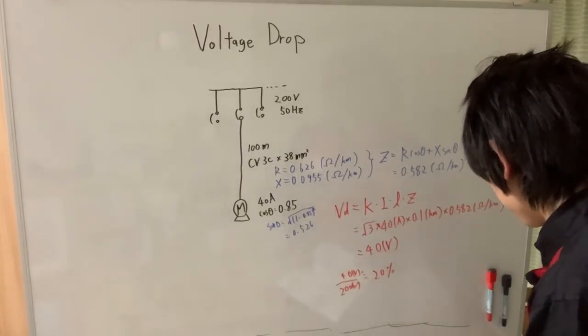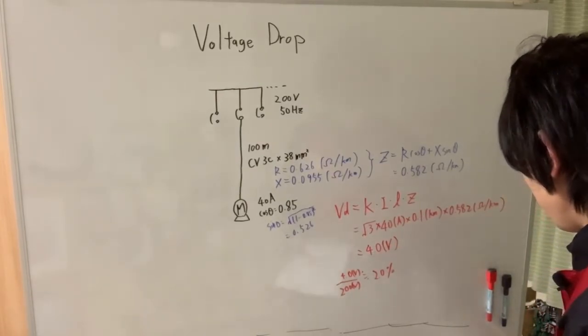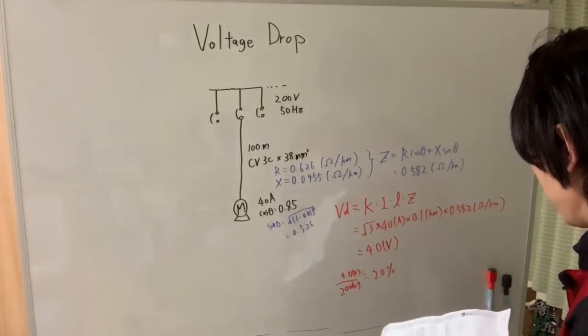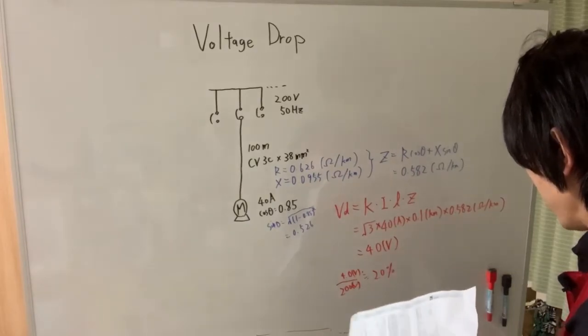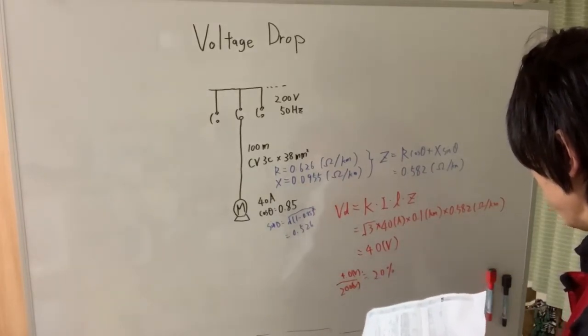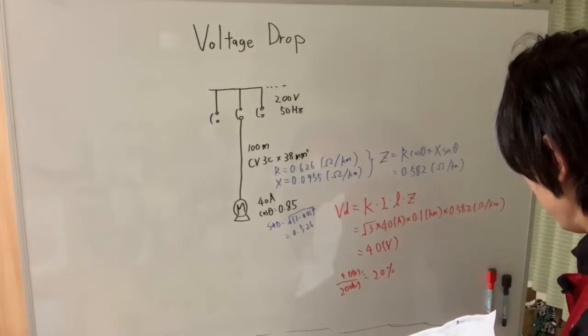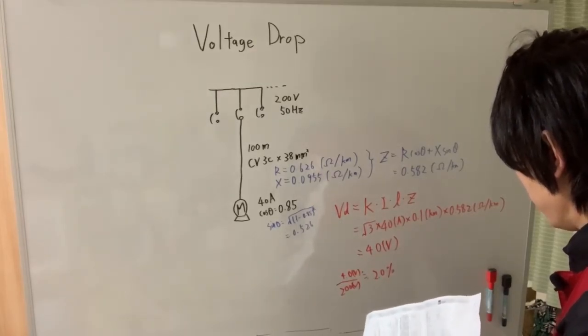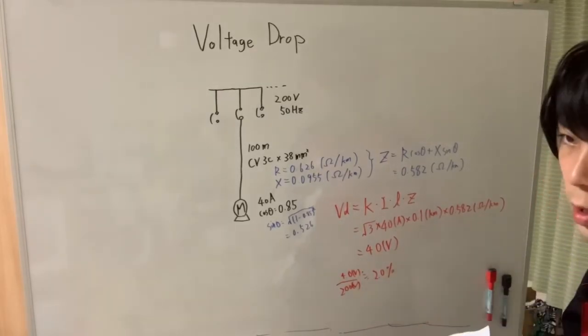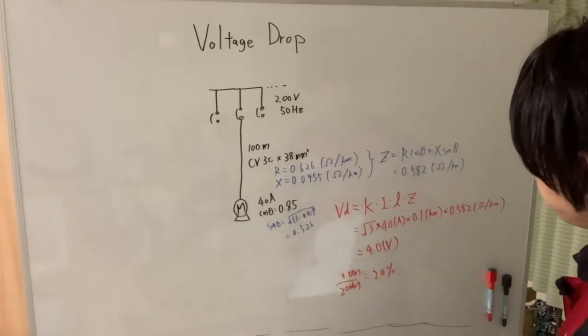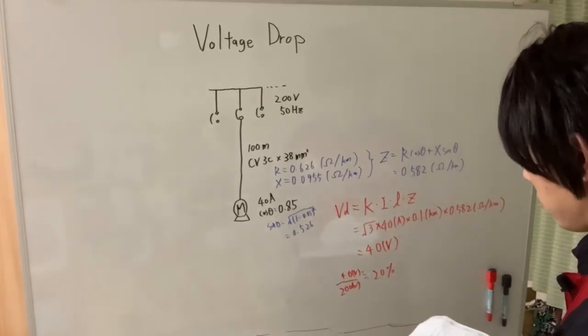And if we look at some international electrical code, it is recommended that the voltage drop should be less than 5% under the fully loaded condition. So 2% is okay, it's fine, I think.